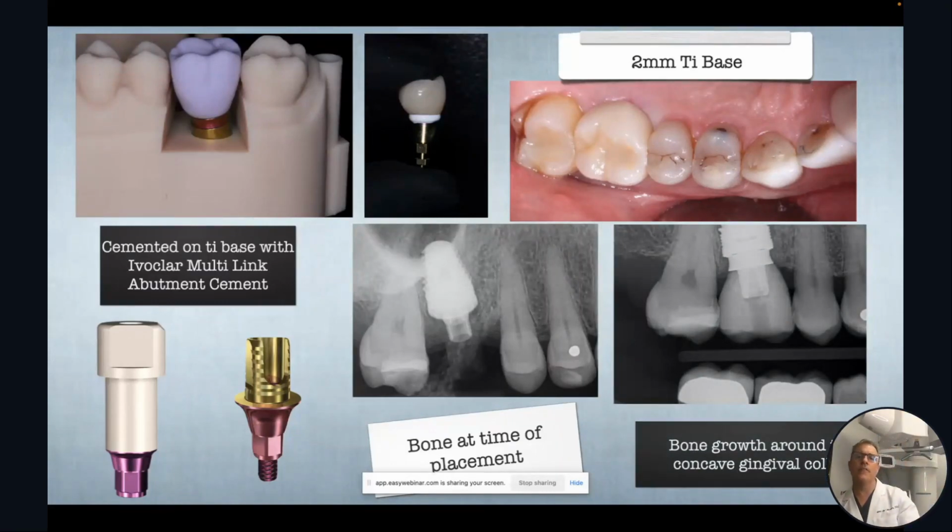Now take a look at that image on the lower right. So this is an internal hex, so kind of a mini conical connection. And look at the bone around that tie base collar. And so our bone has actually grown into the concavity of the tie base. And that is like the holy grail, right? We want so much bone, and we want the body to love it so much that it actually grows over the top of the implant.